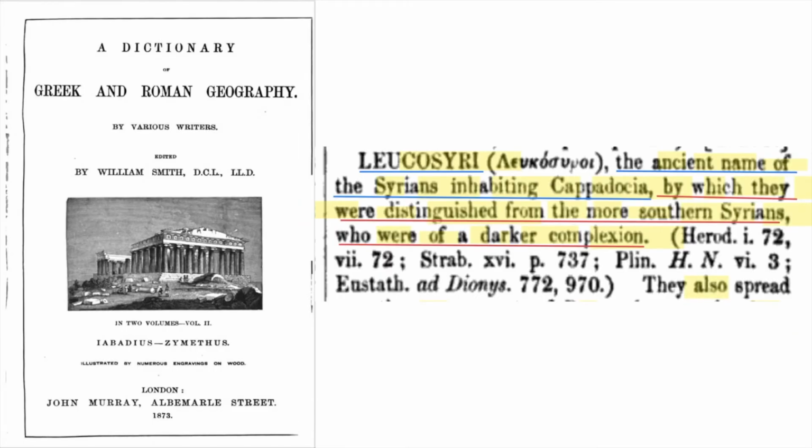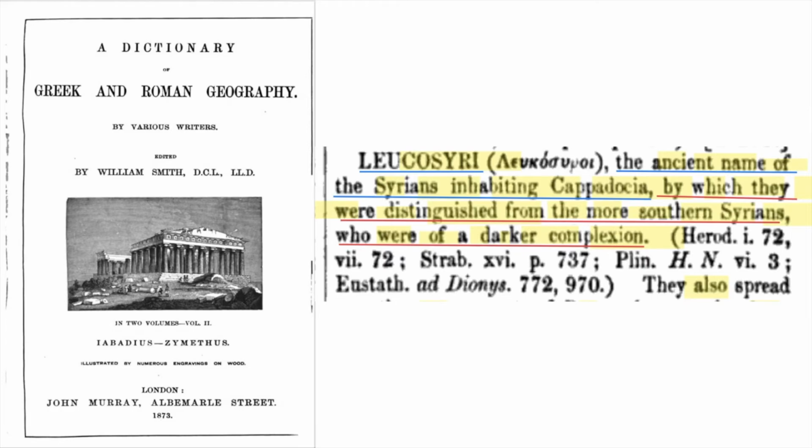And here's another quote from a Dictionary of Greek and Roman Geography. It says, Leuco-Syri, the ancient name of the Syrians inhabiting Cappadocia, by which they were distinguished from the more southern Syrians who were of a darker complexion. So again, from various quotes, we do see that there are two types of Syrians. I'm not saying that every single Syrian is black. According to these quotes, there are two types of Syrians.